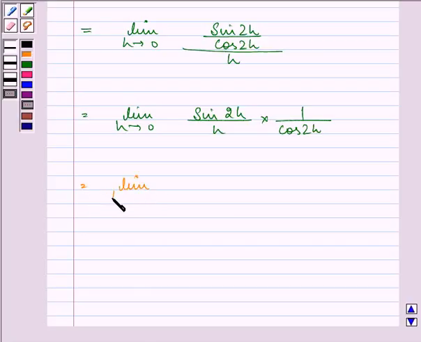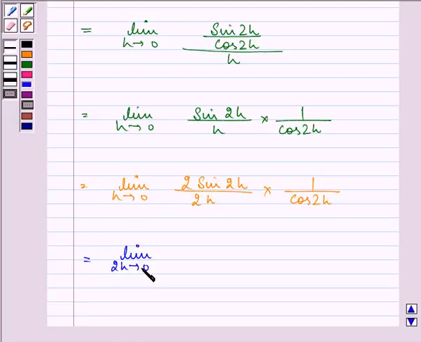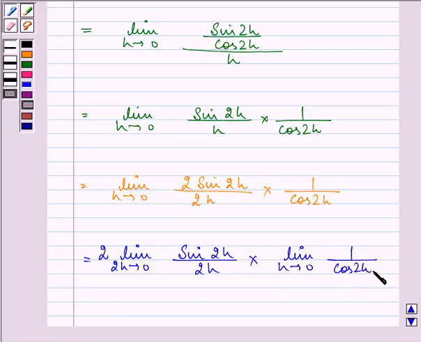Further, we have limit h approaches 0. Now, this can be written as sine 2h divided by 2h multiplied by 2, times 1 divided by cos 2h. Now, since h approaches 0, 2h will also approach 0. So, we have limit 2h approaches 0, the constant will come out, of sine 2h upon 2h multiplied by limit h approaches 0 of 1 over cos 2h.